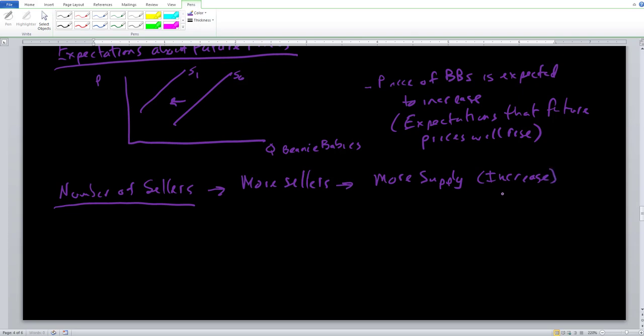Shift away from the origin. So once again, most trivial one, I'm not going to draw a graph out of this. It's going to be just a shift of the supply curve away from the origin.